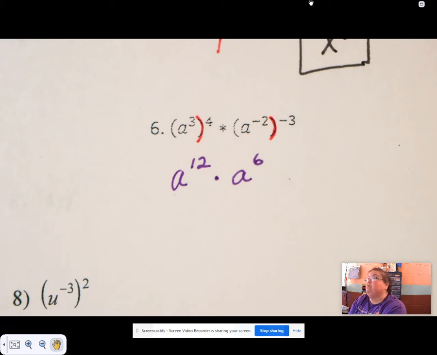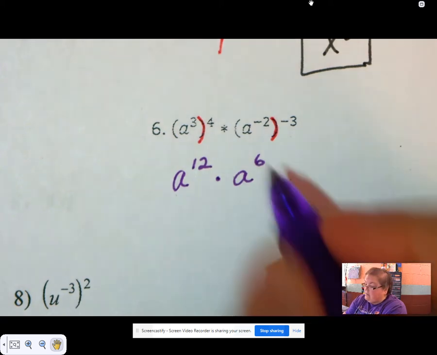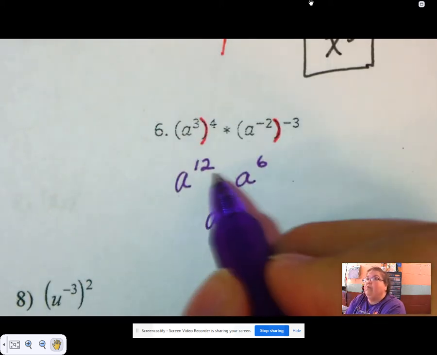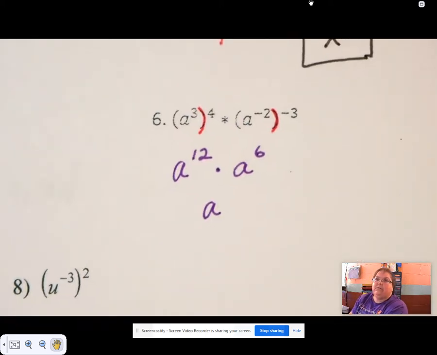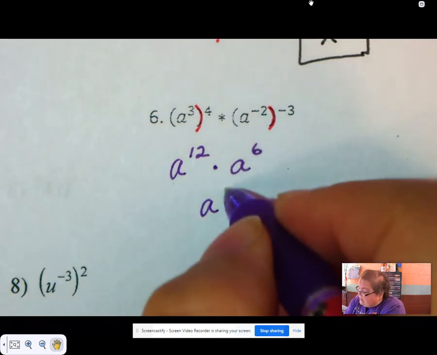Because there's a parenthesis between them. That's a reminder to multiply them. Now, do I have the same base? Yes. Now, what do I do with these exponents? Add them. What is 12 plus 6? 18.